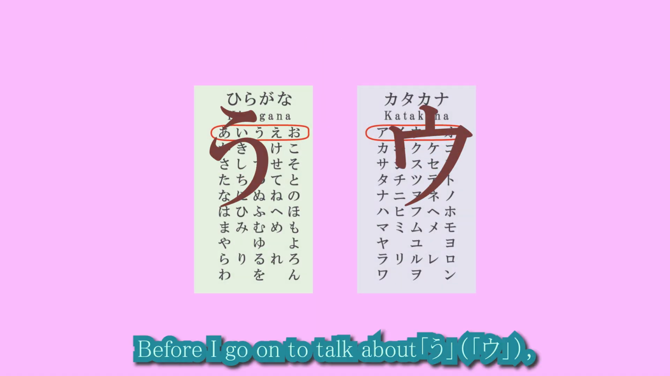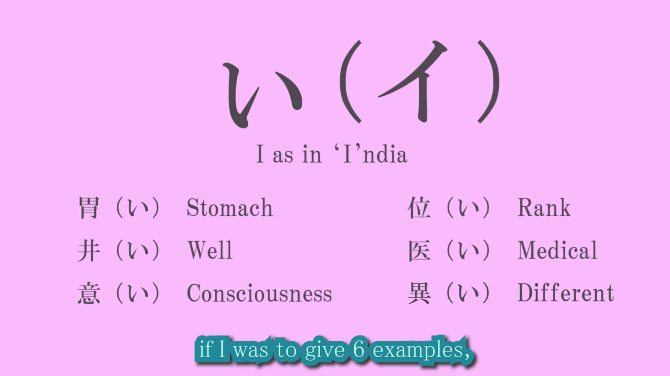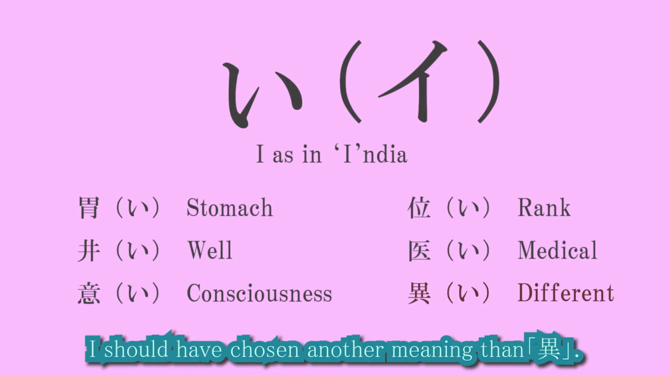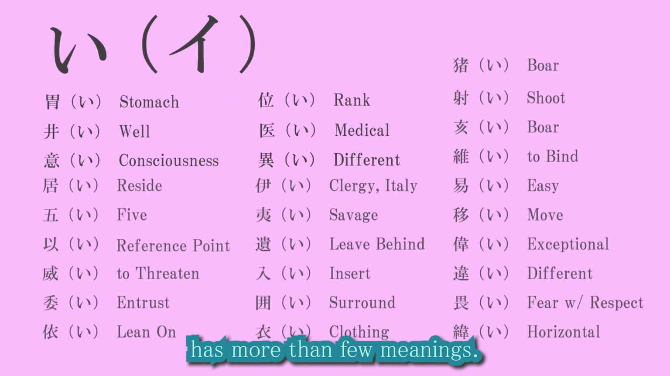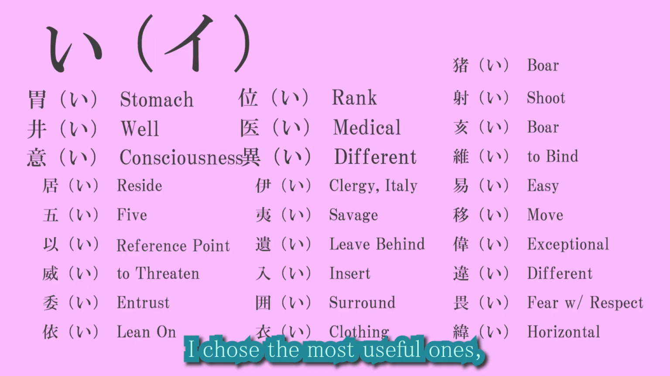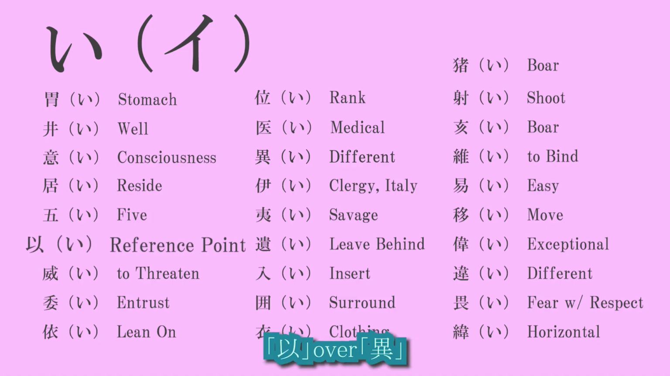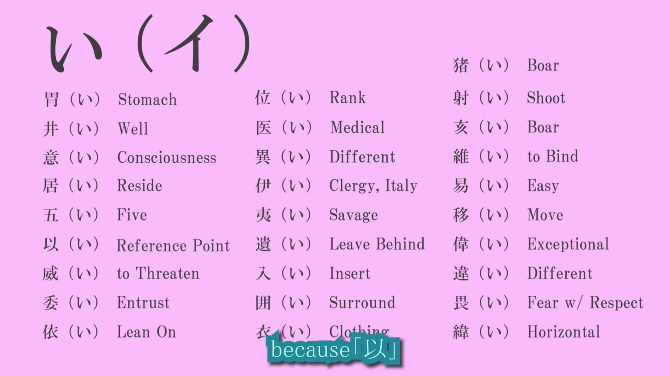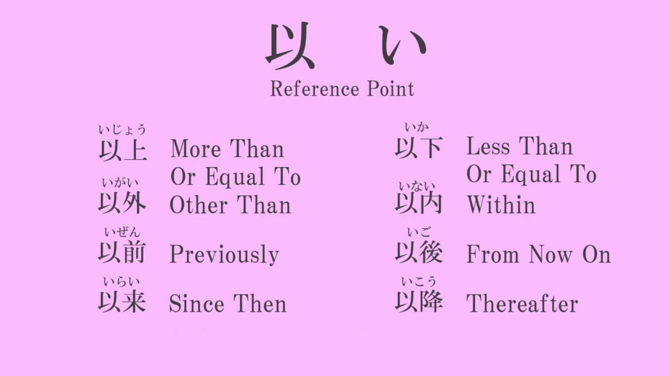Before I go on to talk about う, I want to go back to い for a while. I should apologize. If I was to give 6 examples, I should have chosen another meaning than 以. 以 has more than a few meanings. I chose the most useful ones you should know. But I should have chosen 以 over 意 because 以 is used more often in daily conversations.